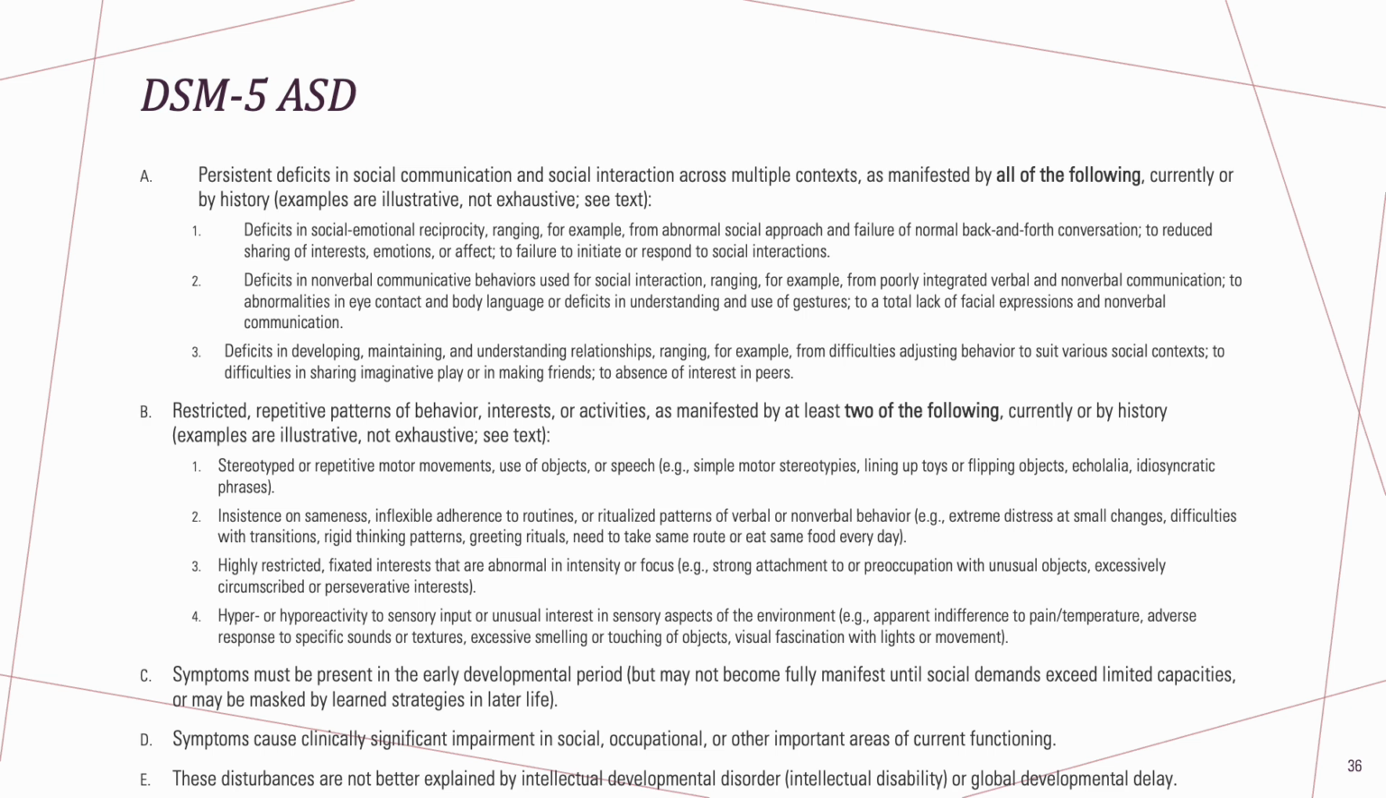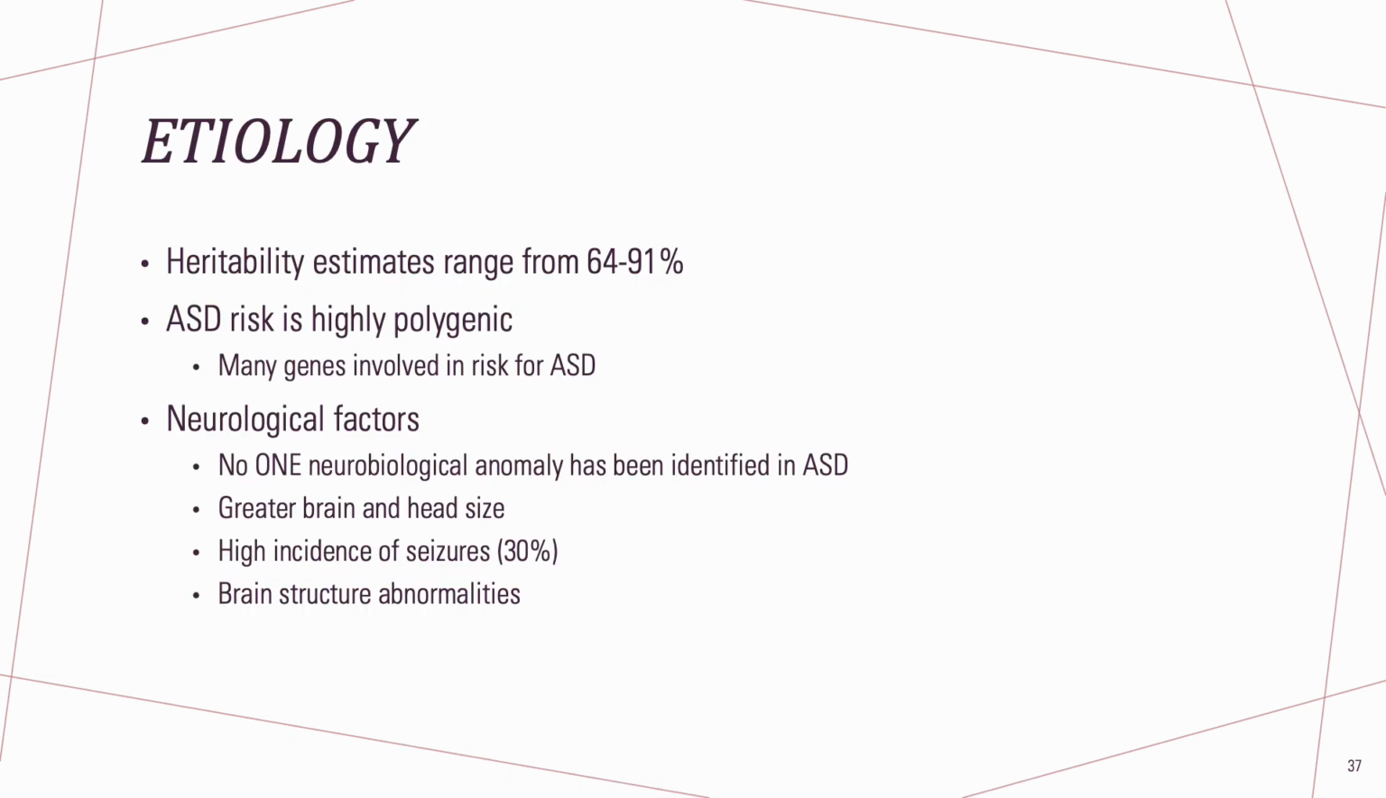Criterion C tells us that these symptoms must be present in the early developmental period, but again, note that these may not actually fully become apparent until the child gets older and more social demands are placed on the child, and we start to see that exceeds what the capabilities or the capacity of a child actually is. Criterion D is that symptoms cause clinically significant impairment in a range of areas of functioning, and then again we have criterion E, as we do in all the other ones, where these disturbances should not be better explained by some other disorder. So we'll spend some time now talking about the etiology of autism.